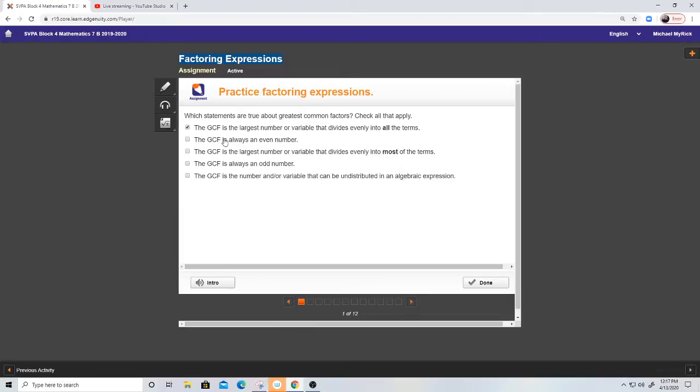The GCF is always an even number. No. The GCF is the largest number or variable that divides evenly into all the terms, not most of the terms. It's going to be all the terms. Always odd? No. The GCF is the number or variable that can be undistributed in an algebraic expression.